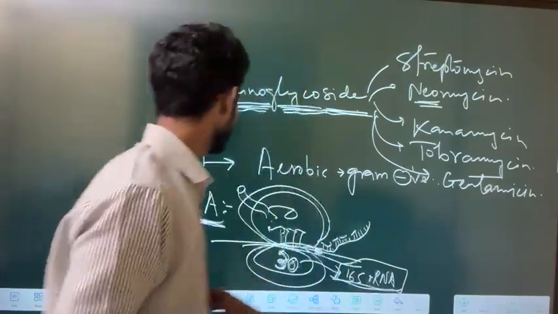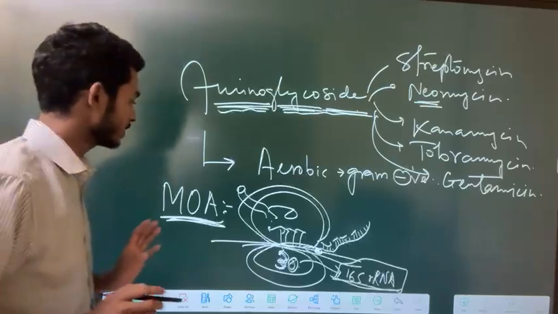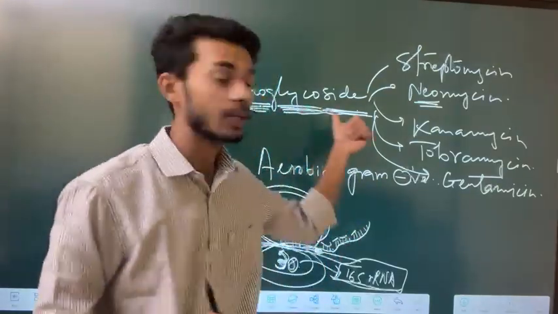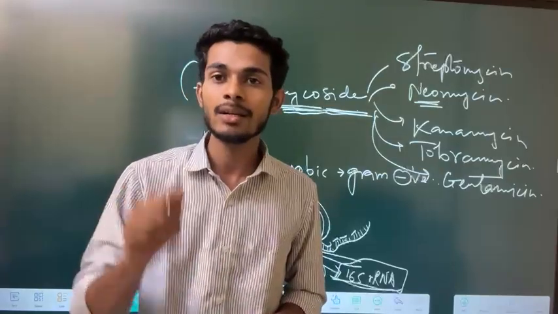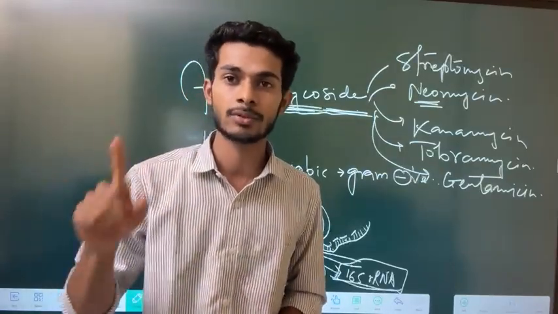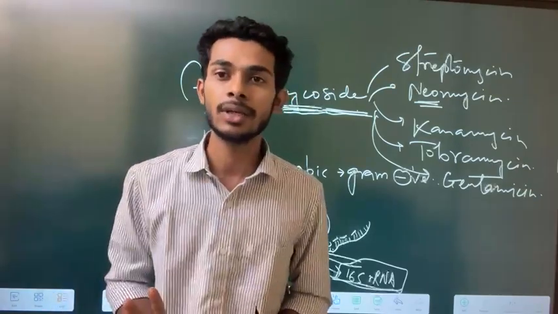Okay. Now we will see the structure. So this is simply the mechanism of action. So how will the aminoglycoside work? It inhibits protein synthesis, and when protein synthesis is inhibited, metabolism is disrupted. When metabolism is disrupted, the bacteria will die.